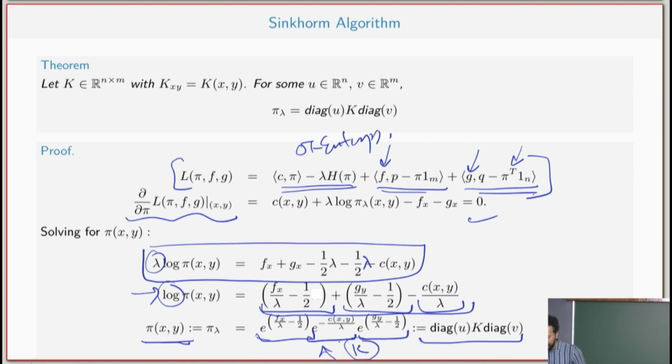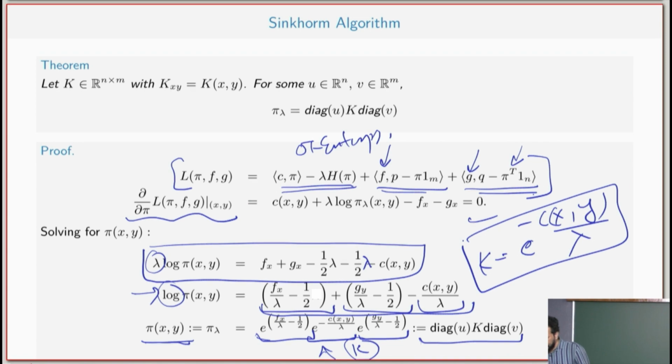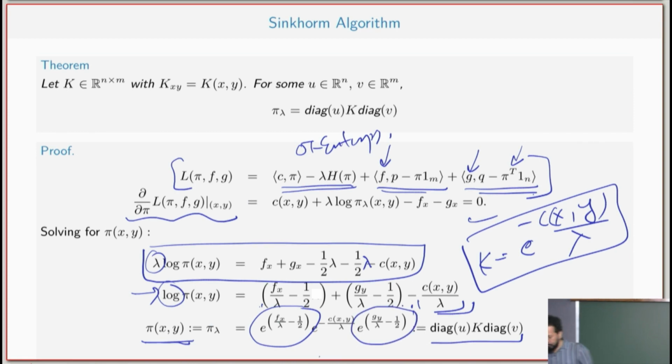You have to recall from the last class how k was defined, but you can trust me that k is e to the minus c xy by lambda. So this was our k, and what we have with these reformulations is these guys on the side. What is on the side are diag of u and diag of v. So from this derivation, what we found out is that the joint distribution is seen in this form.